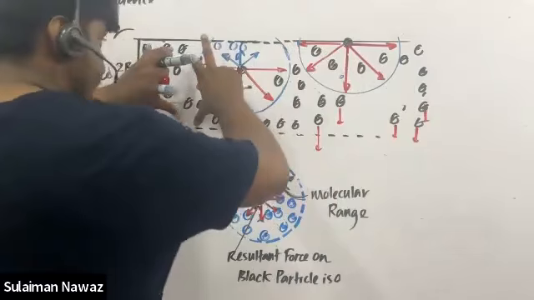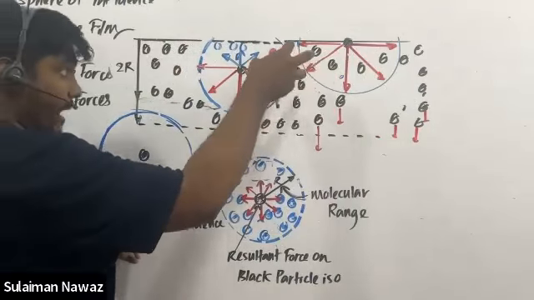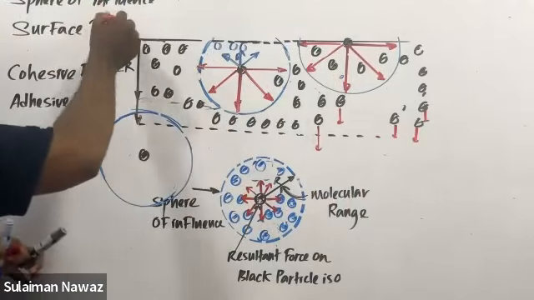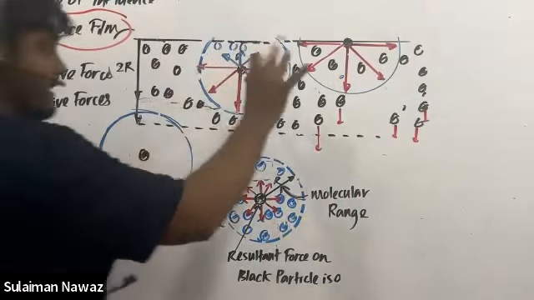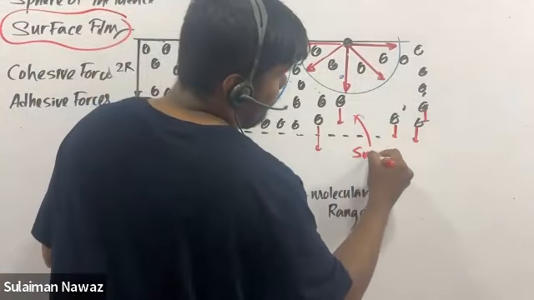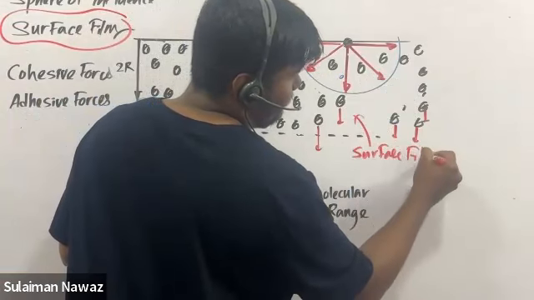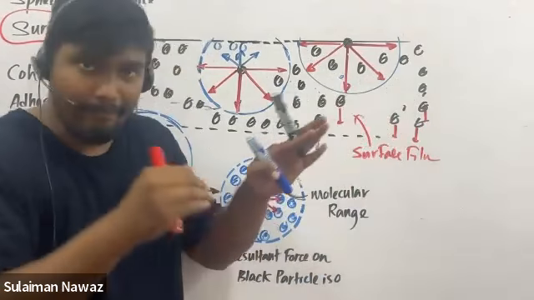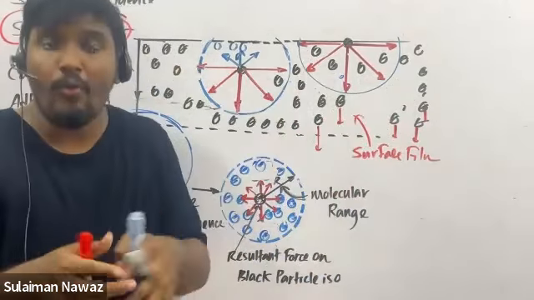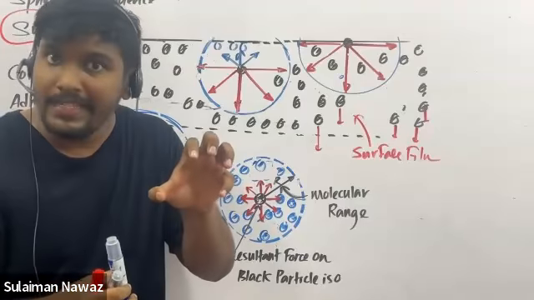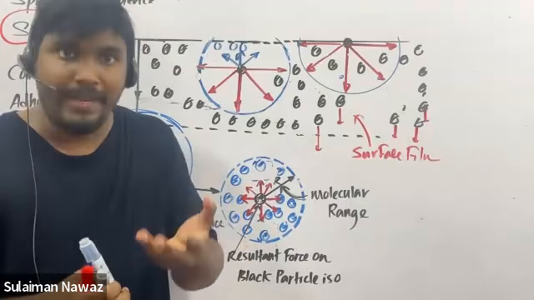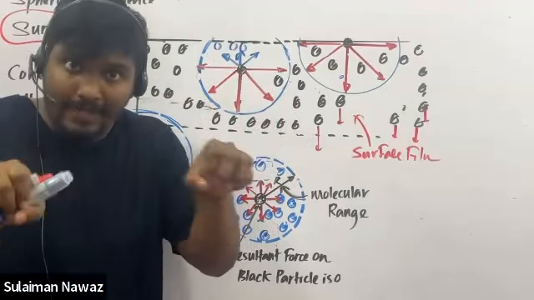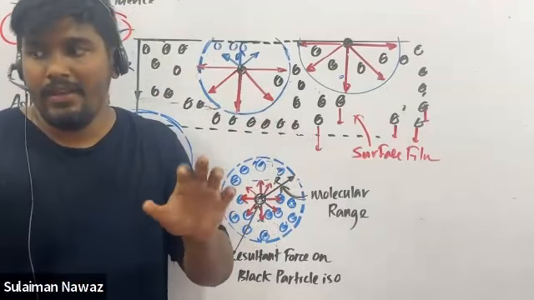So we call this layer, the particles which undergo some kind of resultant force in the downward direction, the surface film. Now you know what the surface film is, and how the surface film is formed. Now I'm going to explain, because of the characteristic of the surface film of any liquid, how it obtains that stretching ability.